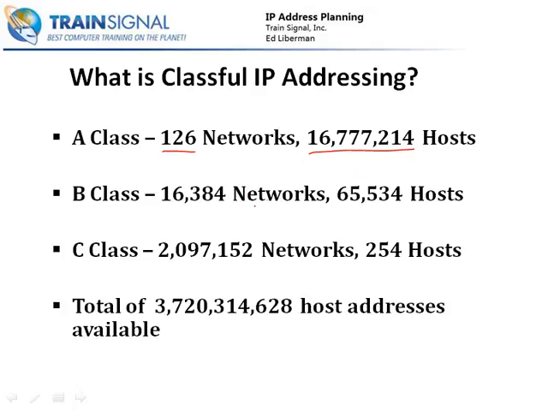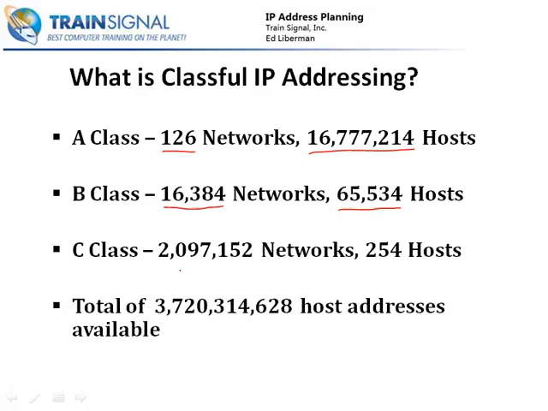Now with a B class range of IP addresses, you will see here that there are 16,384 networks, and that's because the first 2 octets are used for the network ID. So we have many more networks available in the B class range, but each one of those networks only has about 65,000 host IP addresses available. Most of these networks were used by major universities and things like that.